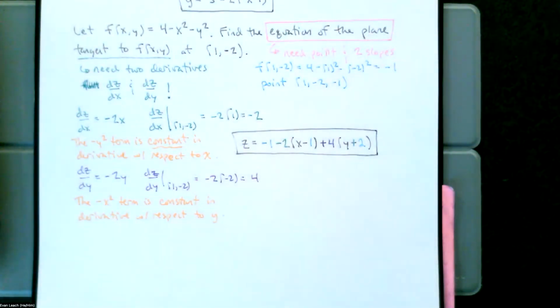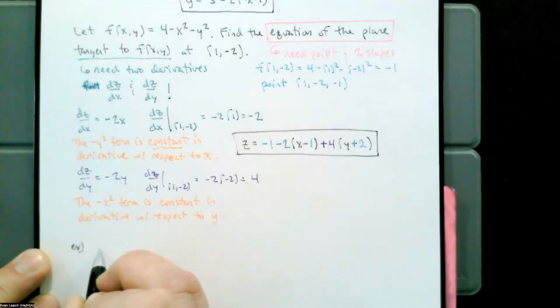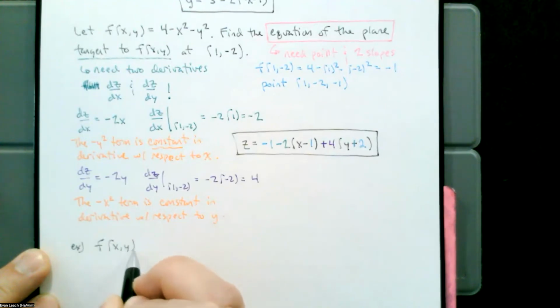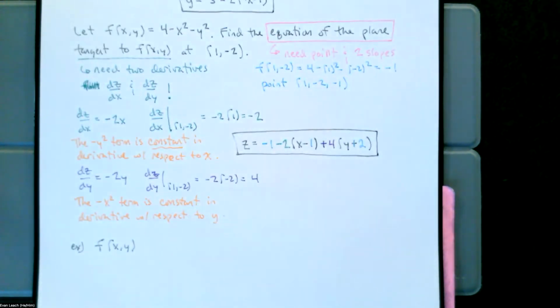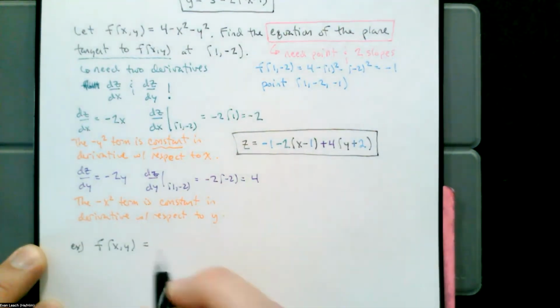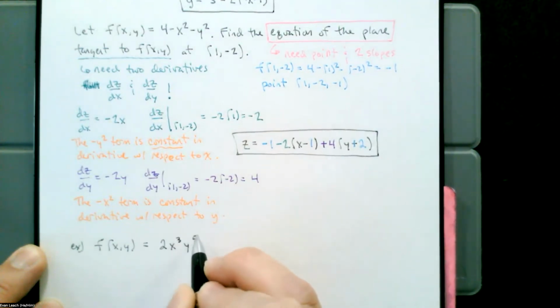Now there's a variation on this theme. In this problem, I had the x squared and the y squared as separate terms. Y squared was a constant term with respect to x. X squared was a constant term with respect to y. That's constant terms included by addition and subtraction. There's other ways we can include constants with multiplication. So let's let f of x, y equal 2 x cubed y to the 5th.